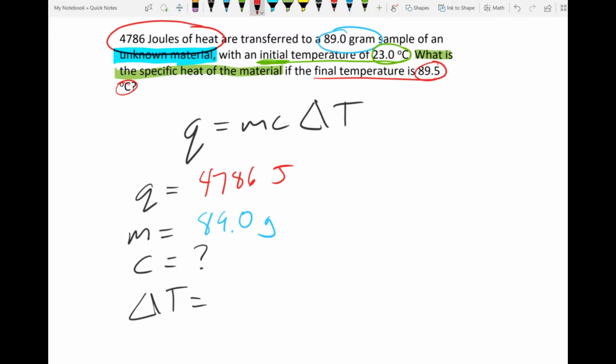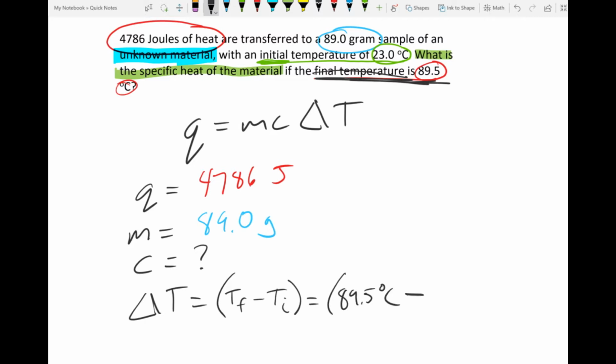So we know that we have the initial temperature and we know that we have the final temperature, which means unfortunately we're going to need to calculate our change in temperature in this case. And now remember, change in temperature is final temperature minus the initial temperature. So in this case, our final temperature is right here. Final temperature is 89.5 degrees Celsius. So 89.5 degrees Celsius. Our initial temperature, again, was right here. So it's going to be minus 23.0 degrees Celsius. And when you do the math, you're going to find out that this material, whatever it is, experienced a temperature change of about, let me see if I can do this in my head, 66.5 degrees Celsius.